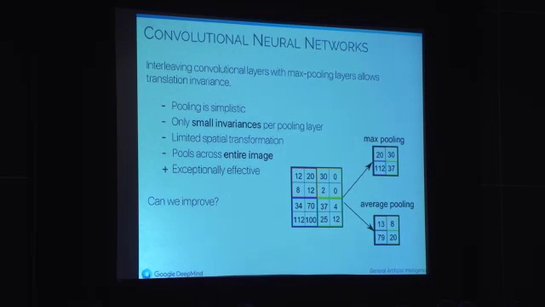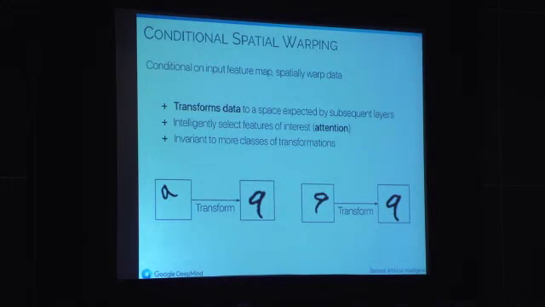Also, another problem with max pooling at the moment is that you pool from across the entire input image. And yeah, obviously this is really, really effective, but the question is still, can we do better, or can we add some more functionality? And I think what I really thought we were missing is this conditional spatial warping. That is, conditional on your input image, can you allow your network to spatially warp and transform the data?